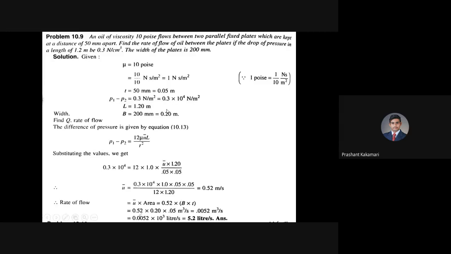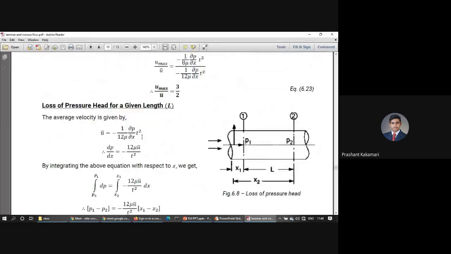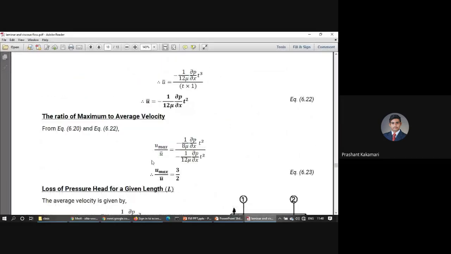Okay. So now using this relation, one can find out the average velocity, or else recall this equation, U bar. Whether you can use this equation or not, you can check. U bar you can find out as, minus is just a direction, magnitude, if you see, it is 1 by 12 mu. So mu is given in the problem. Dou p by dou x. So here what you can do, P1 minus P2 value you can substitute.